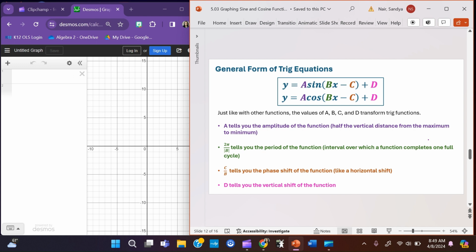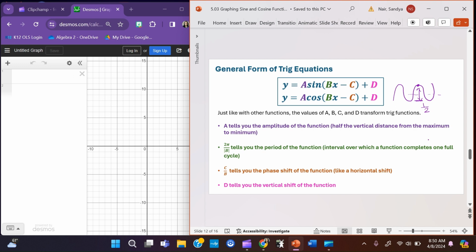So a will tell you the amplitude of the function, okay? And the amplitude of the function is half the vertical distance from the maximum to the minimum. So we have this wave-like shape to our graph, right? So to find the amplitude, we're going to take the distance from here to the bottom, like this distance right here, and then cut that in half. So that's going to be our amplitude. So it's kind of like the height of our graph.